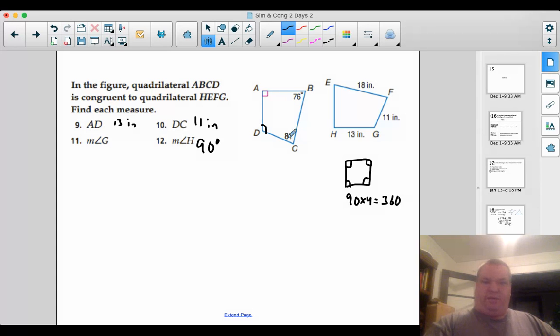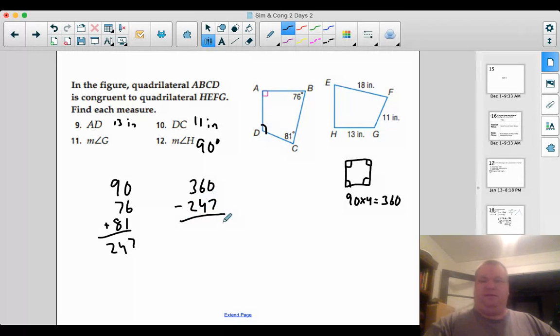So I know 3 of the angles. Okay, let's add those up. So I got 90, that's the right angle, plus 76, plus 81. That'll tell me what the 3 angles I know add up to. That's 200, so 247. And then I have to figure out what the last one is to get up to 360. It means I subtract the ones I have from 360 to see what's left. If I do that, I get 113. So D is 113 degrees, which means G is also 113 degrees. Okay. All right.